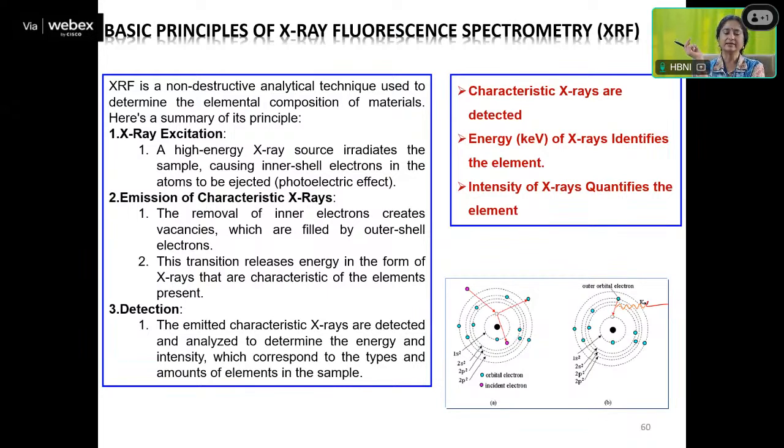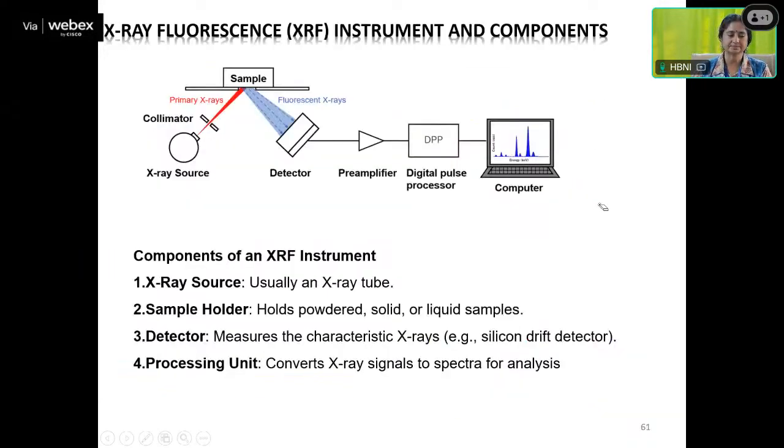So now, detection. The emitted characteristic X-rays are detected and analyzed to determine the energy and intensity, which correspond to the type and amount of the element in the sample. So this is a pictorial view of how X-rays are formed. The energy of the X-ray is used to identify the element, and the intensity of the X-rays quantifies the element. So these two terms, energy and intensity, are used to identify and quantify the elements.